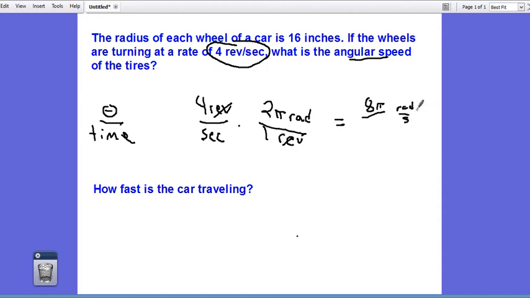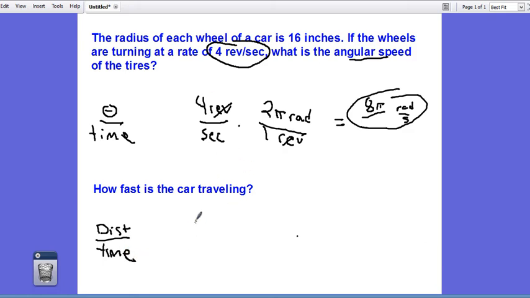Radians per second. Now you'll have to see if your teacher does it in radians or degrees, and whether he wants a decimal answer or not, but you can get that from the key. So we converted revolutions per second to radians per second to get our angular speed. How fast the car is traveling is a linear speed. Remember, linear speed is some sort of distance per time, so the radius of the circle matters. How big your tire is will affect how far the car goes.